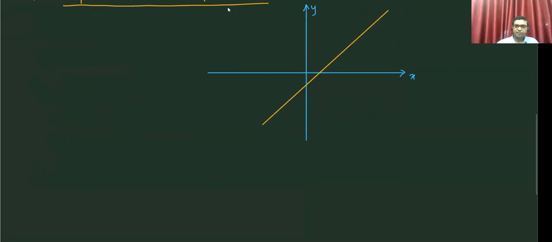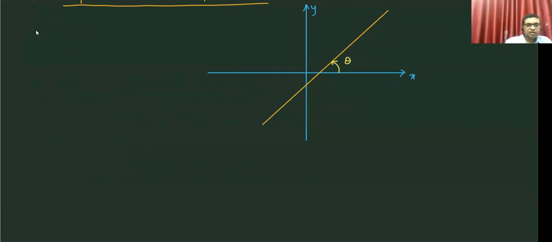Now this is a straight line. Now we make the angle that the straight line makes with the positive direction of x-axis. We start from the x-axis and calculate the angle till you reach the straight line. So this is the angle. Now this is called the inclination.